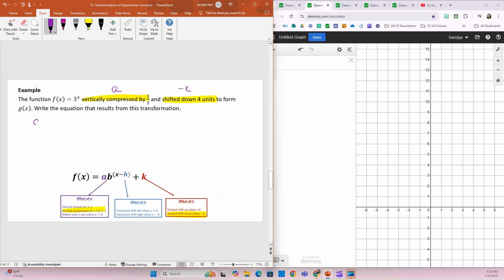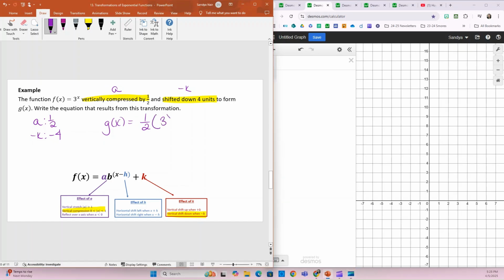And let's plug this all in. So we have a is 1/2, and then we have minus k, so that's going to be a minus 4. So now we need to go to the parent function, that f of x equals 3 to the x, and then apply the transformations there. So this is going to be g of x equals 1/2 times 3 to the x, and then we have that minus 4 on the outside.